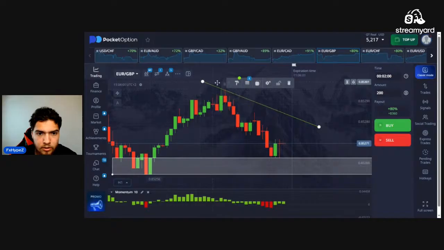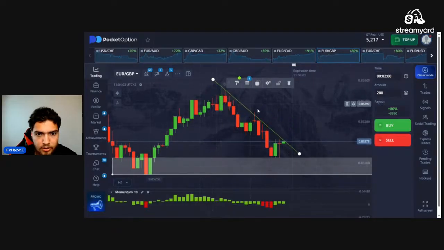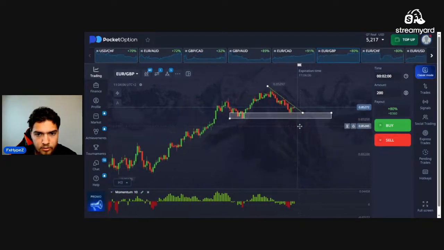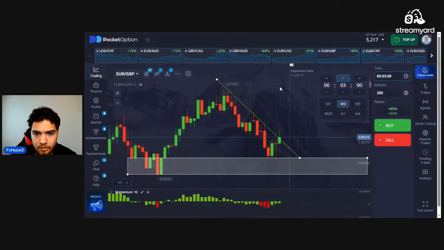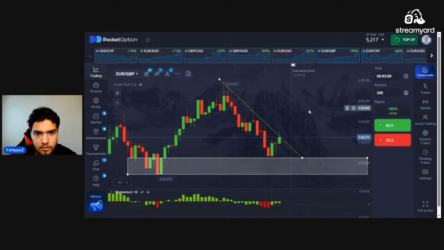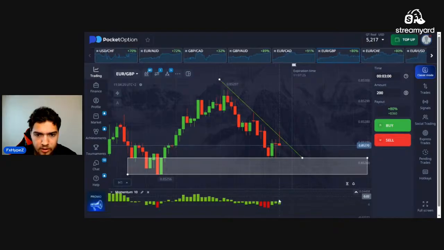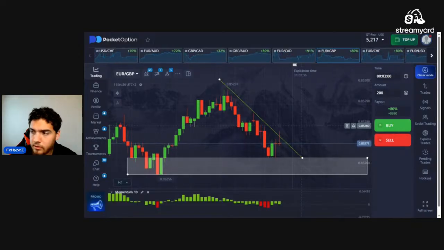I reckon because Euro GBP is in this uptrend, we get like a little trend line break over here. I'll look for 3-minute buys. Just got to be patient with it. Momentum is green.